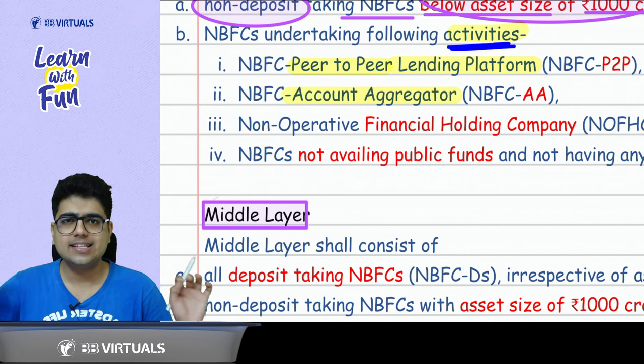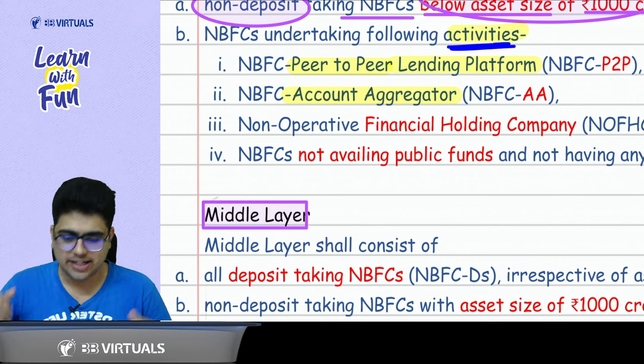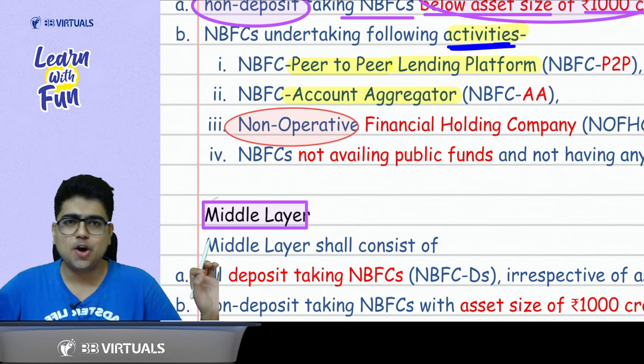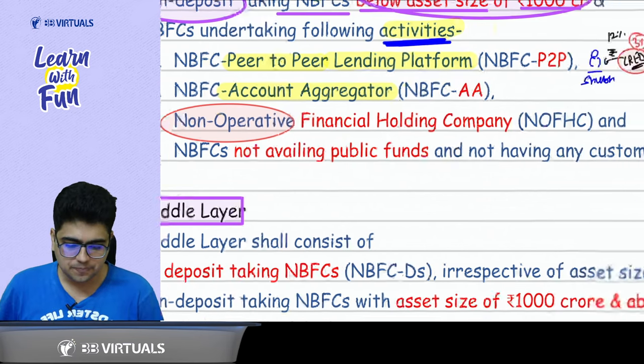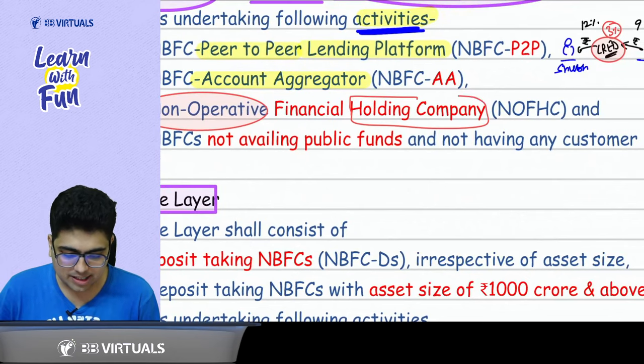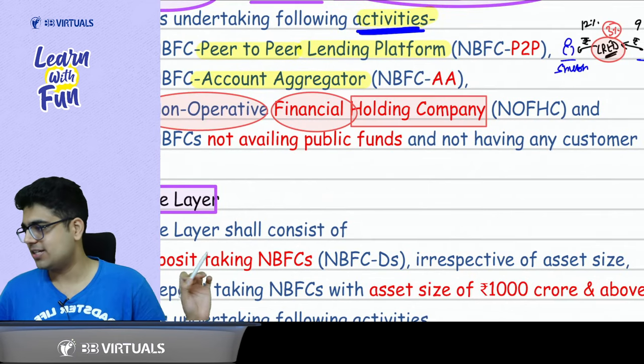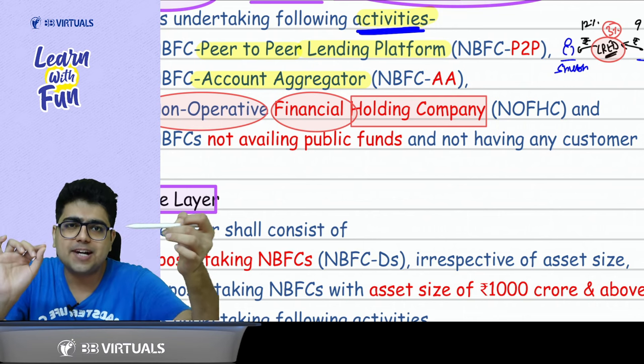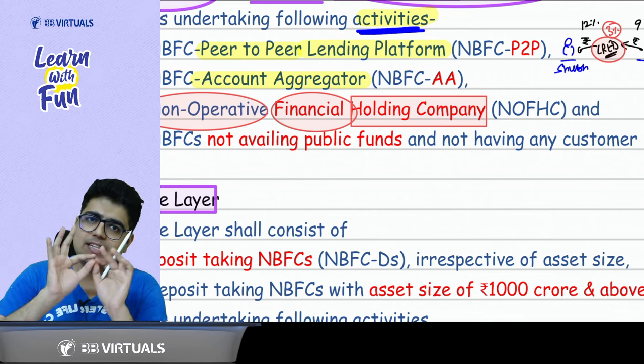Third one, again, is an NBFC which is not doing anything. That's why it is also called non-operative. That means it does not have any operations. Then, sir, what is it doing? It is just acting as a holding company for various financial companies. It is not a financial company itself; it is just a holding company to the various financial companies, with zero operations.